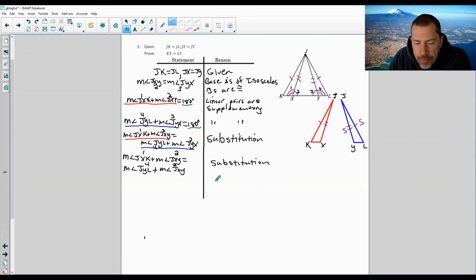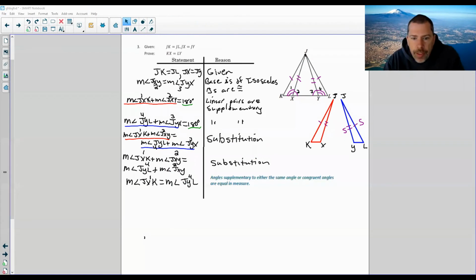Okay. Now I can say the measure of angle JXK equals the measure of angle JYL. What numbers are those? JXK is 1, JYL is 4. So that's from here. So I can now say 1 plus 2 equals 4 plus 2. Therefore, 1 has to be equal to 4. Okay, and that's a long statement. So let me pause this and bring it in as a text. So that is angles supplementary to either the same angle or congruent angles are equal in measure.